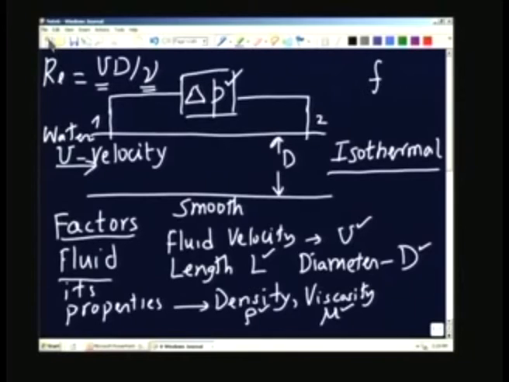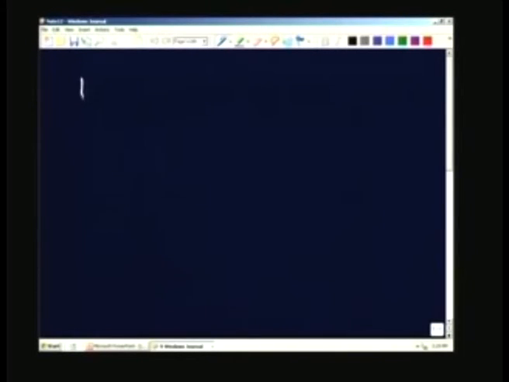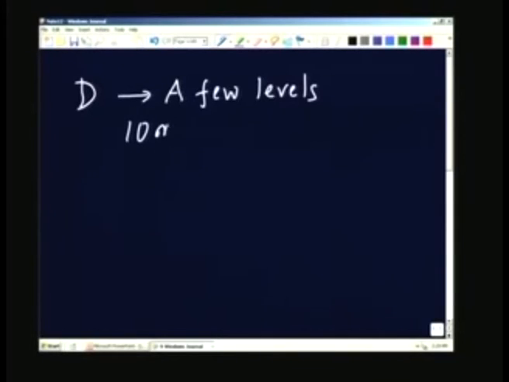Therefore, if I look at the possibilities, D, a few levels are possible. For example, I can take a 10 millimeter diameter, I can take 18 millimeter diameter, I can take probably 35 millimeter diameter. Just 3 numbers just to indicate that a few levels are possible. Even though in principle D can be varied continuously, it is not possible in practice because the tubes available come in certain diameters. In fact, the ones I have given here may not be the correct ones. I am just trying to say that there are only a few diameters possible.